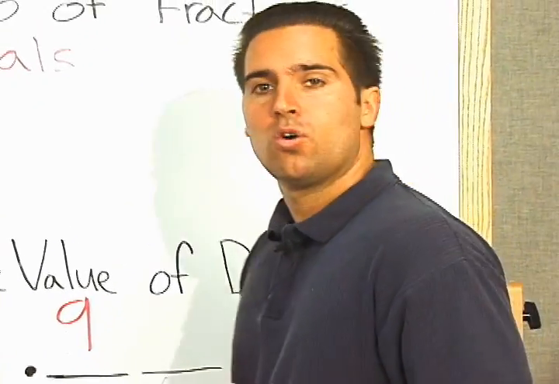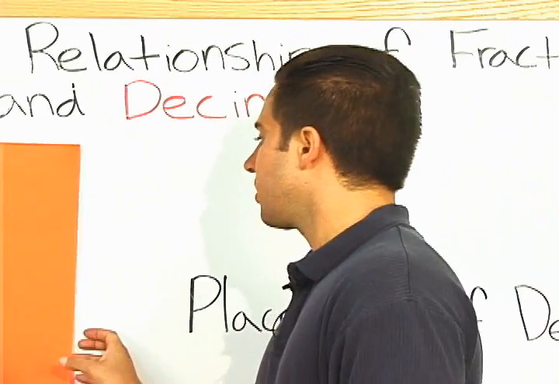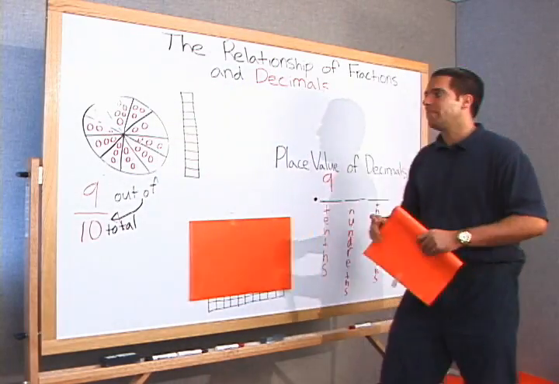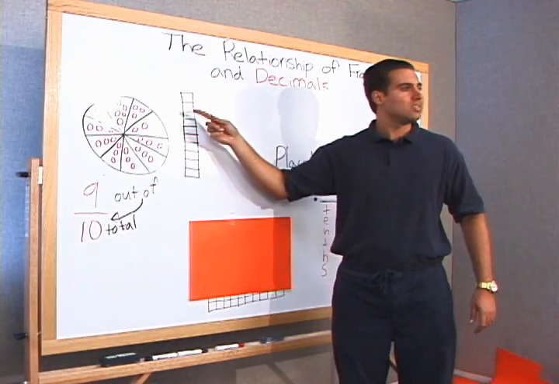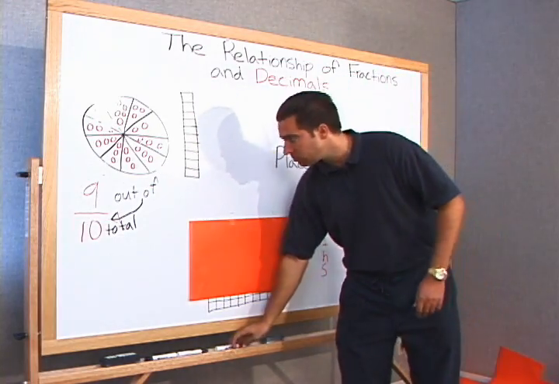9/10. Let's say we don't like pizza. You don't like pizza? Well, we've got a bar over here. And we can do the same thing. What we have here is a whole 10 blocks. Count them.